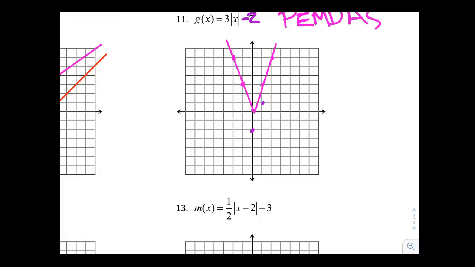every single time. So you can move each individual dot, or you can count up 3 over 1 from that new bottom dot. And I get this V shape. Again, it is tall and skinny, and it moved down 2.